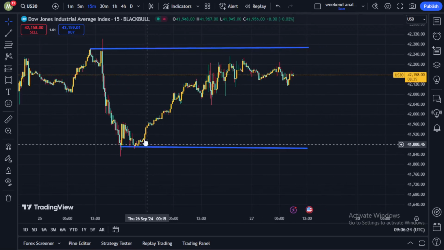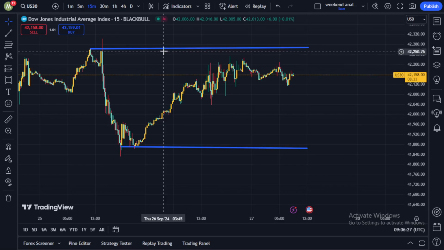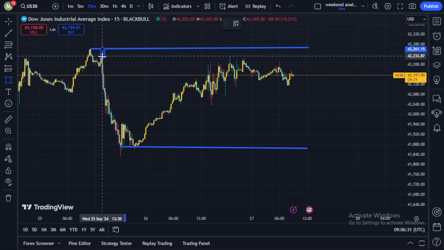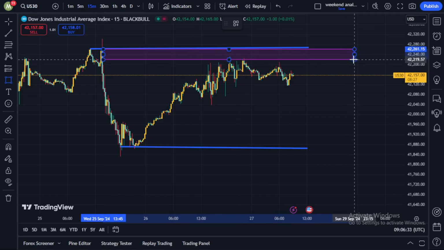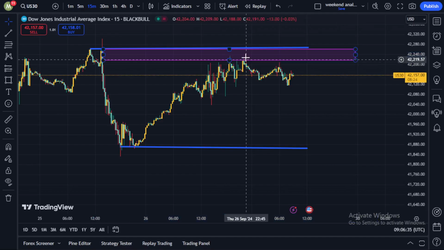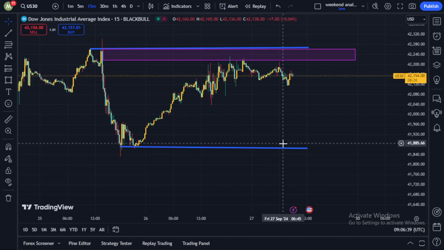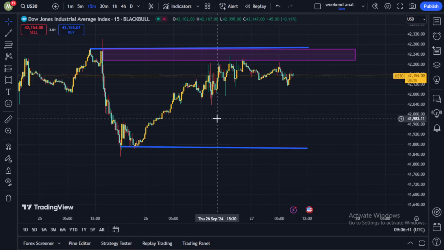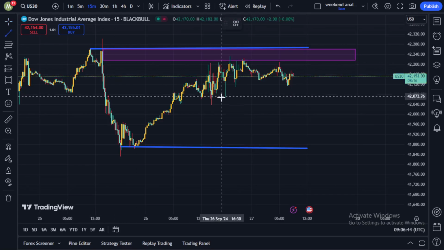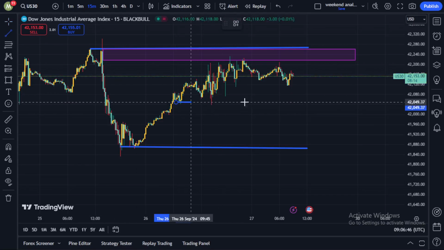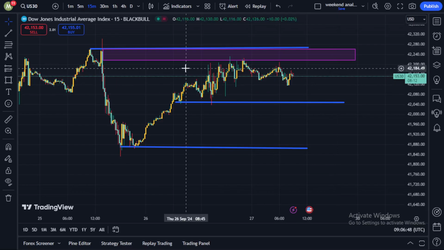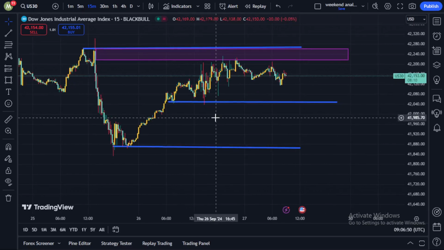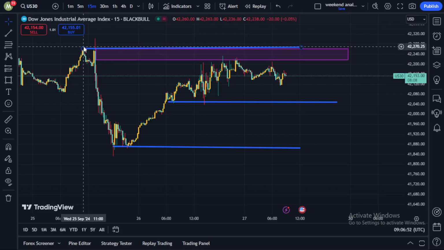So now what are we doing? From here we were trying to sweep this liquidity right here, which means now if price touches this area and fails to break and tries to retrace, we might look for sells into this area right here. So still I'm not looking to sell US30, guys. I'm looking to buy US30 because I truly believe in the setup, guys.